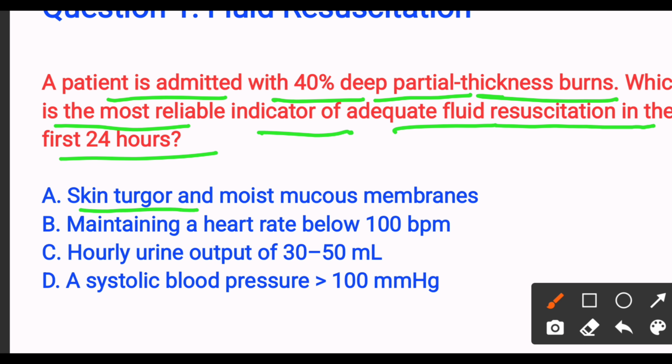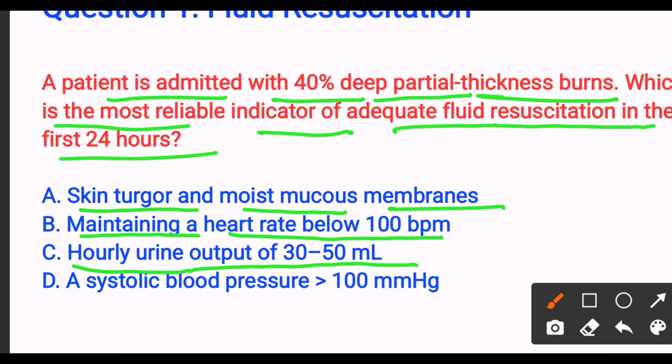Option A, skin turgor and moist mucous membranes. Option B, maintaining a heart rate below 100 beats per minute. Option C, hourly urine output 30 to 50 ml. Option D, a systolic blood pressure greater than 100 mm Hg.